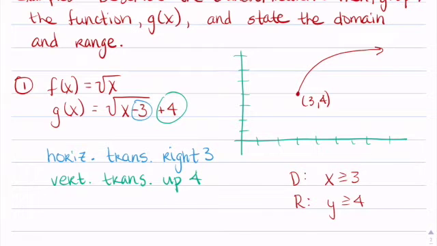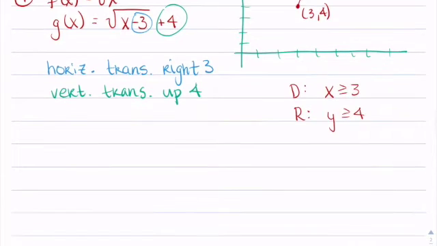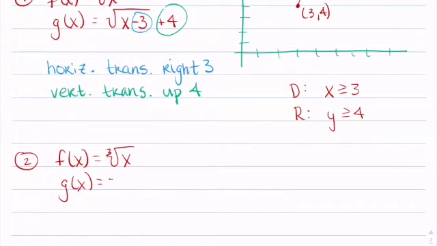All right. Let's look at another example. We're going to look at a cubic function this time. So our f of x is going to be the cube root of x, and g of x is going to be the cube root of negative 8x.